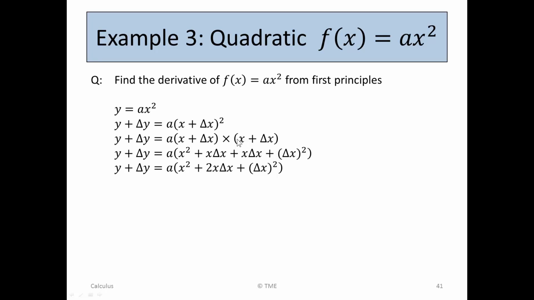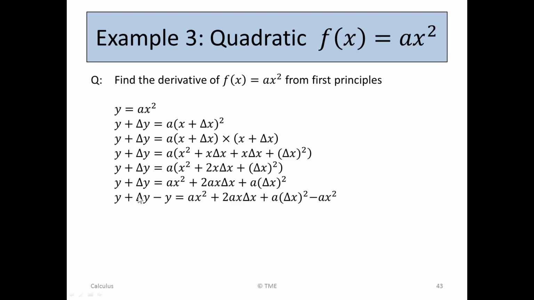Multiplying across, we get x by x is x squared, x by delta x is x delta x, delta x by x is x delta x, and delta x by delta x is delta x squared. So bringing these terms together, we get x squared plus 2x delta x plus delta x squared, multiplied by a, equals y plus delta y. So multiplying in now, we get y plus delta y is ax squared plus 2ax delta x plus a delta x squared.